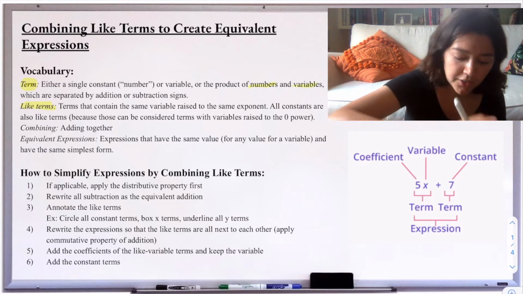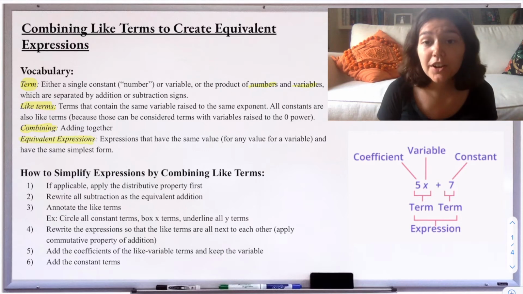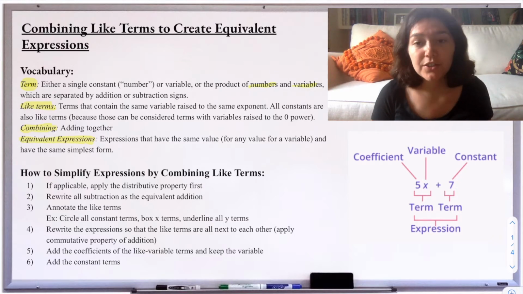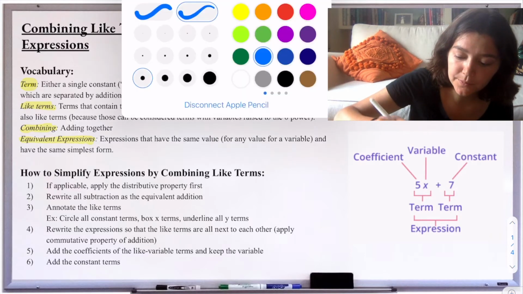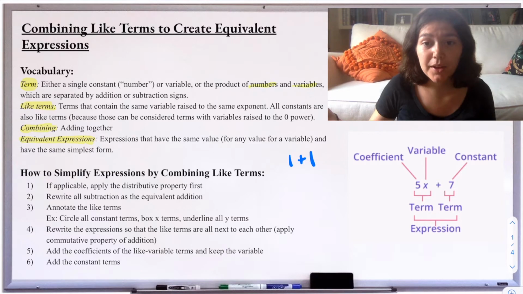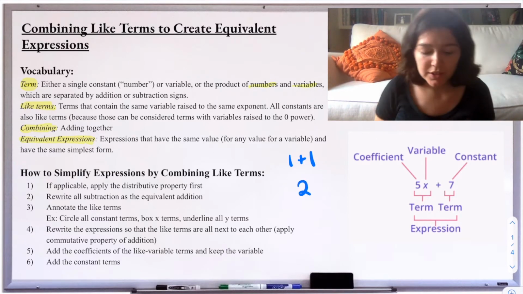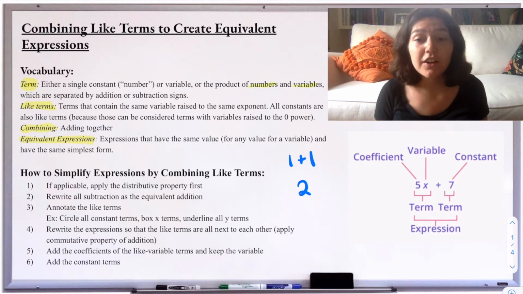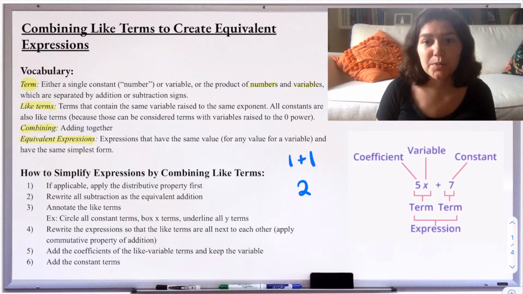Okay? All right, so then we want to combine these like terms. Combining really just means adding together. So we're trying to create equivalent expressions. These are expressions that have the same value for any value for a variable and have the same simplest form. So for example, 1 plus 1, okay, that's a mathematical expression. And then the expression 2 has the same value as 1 plus 1. So these are equivalent expressions. And they'll have the same simplest form. The simplest form of both is 2.